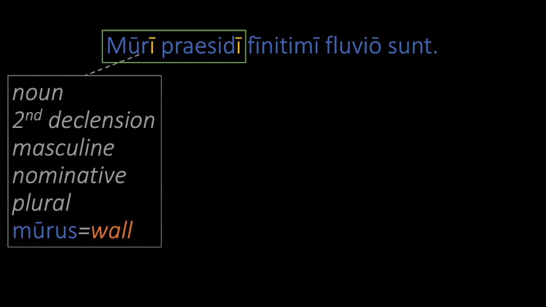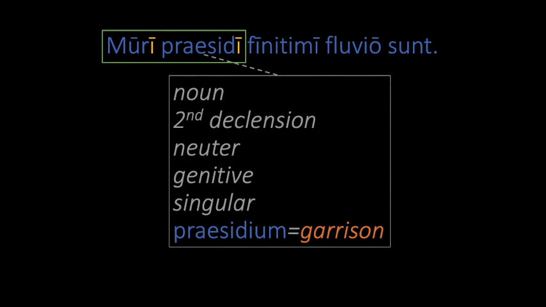Our next exercise is muri praesidi finitimi fluvio sunt. We'll start with the phrase muri praesidi. Muri is a noun in the nominative plural form. It is a variation of the base murus, which means wall. Praesidi is the genitive singular form of the second declension neuter noun praesidium, which means garrison.